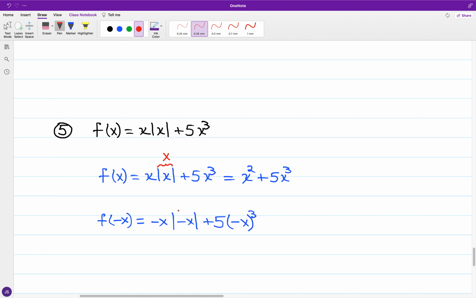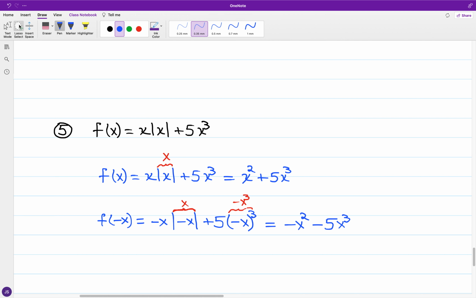Now the absolute value of a positive is a positive. Also the absolute value of a negative is going to be a positive. So the absolute value of negative x is going to be x. Now this is being multiplied by negative x, so once I multiply, you're going to have negative x squared. And for 5 times negative x raised to the third power, the cube of negative x is going to be minus x cubed. So we're going to have negative x squared minus 5x cubed.